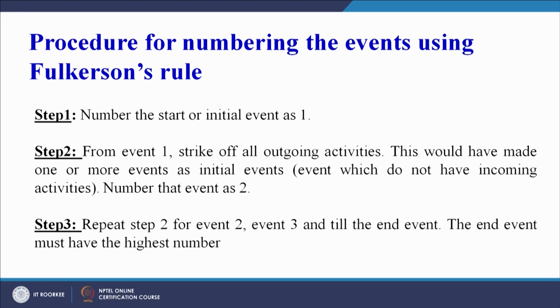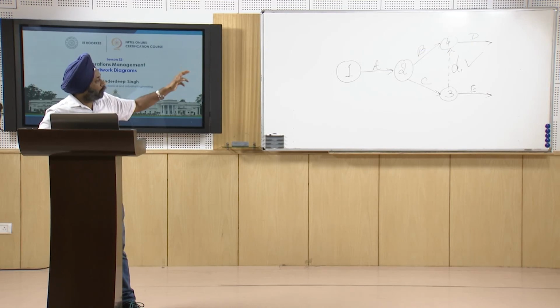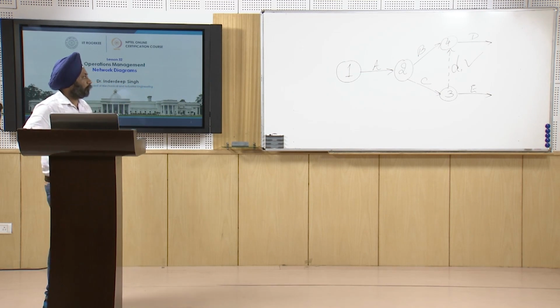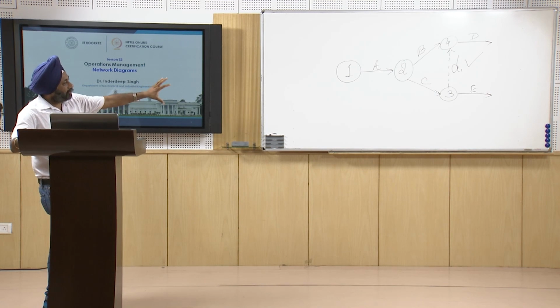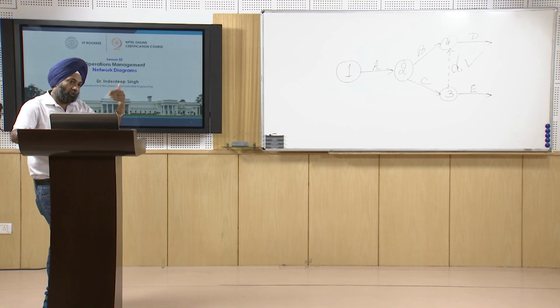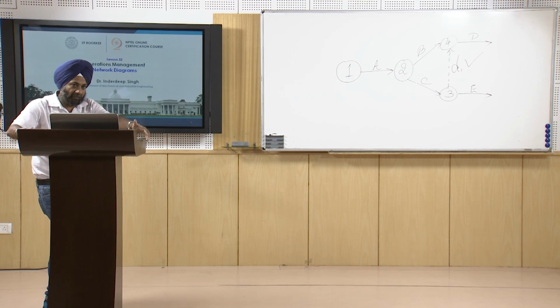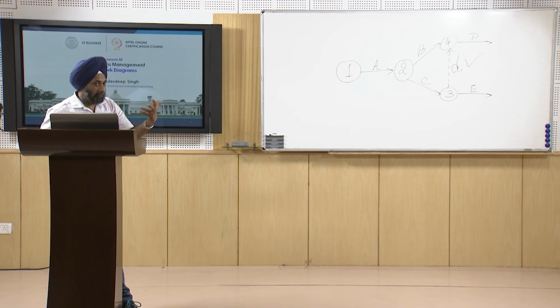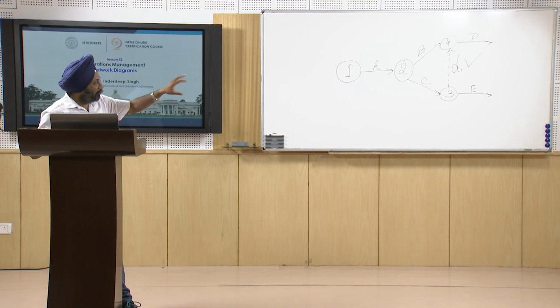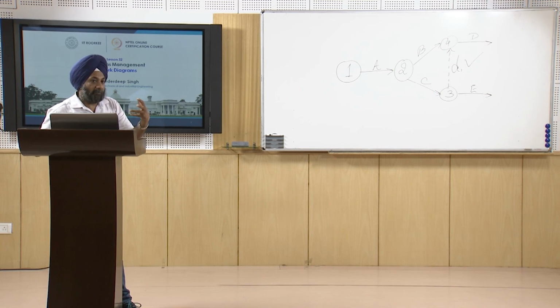Now the next part of the network representation is the numbering of the nodes. Here you see I have numbered the nodes as 1, 2, 3 and 4. The nodes are representing the events in the network. I have used them here because we keep on drawing these networks when we go to class and teach in the class. So it has become our habit to number the nodes.